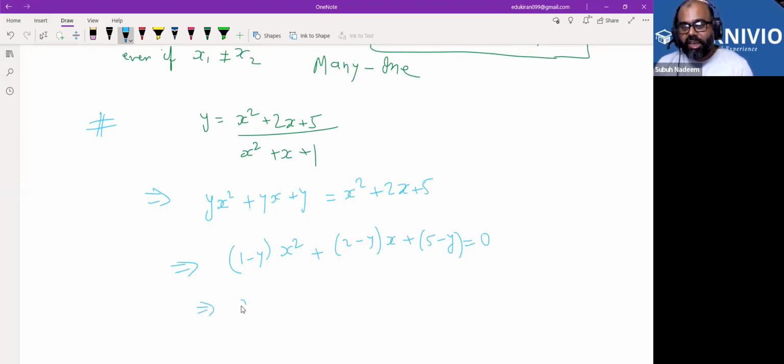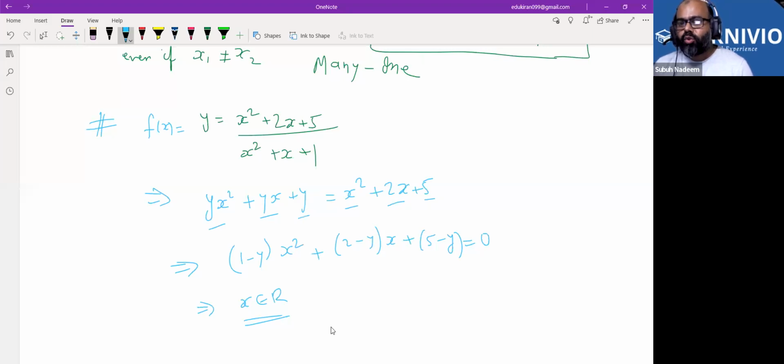Sorry, my internet was unstable, so I can just explain from the starting. I said that f(x) is taken as y. Then we cross multiply this x square plus x plus 1 with y, and we get this. Now we take the coefficient of x square on one side; these two we combine, 1 minus y, then 2 minus y, we combine into x plus 5 minus y.